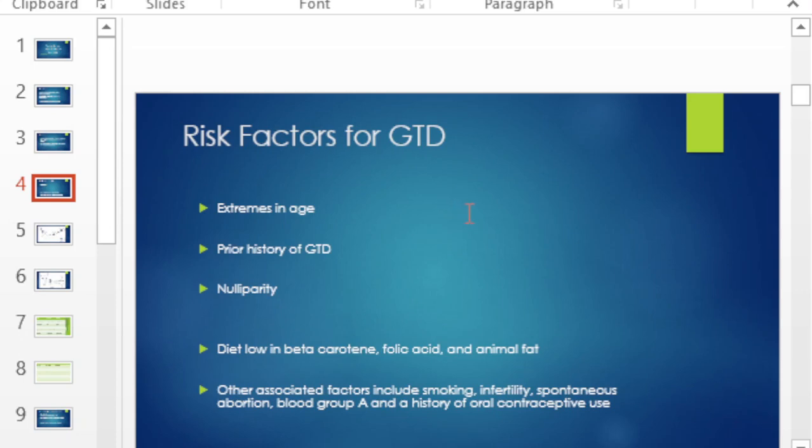The common risk factors associated, these are not causal factors really, those that are associated with gestational trophoblastic neoplasia include extremes in age, someone who's had a history of gestational trophoblastic disease, nulliparity, diet low in fat, folic acid, and other factors such as smoking, infertility, abortions, and use of contraceptives.